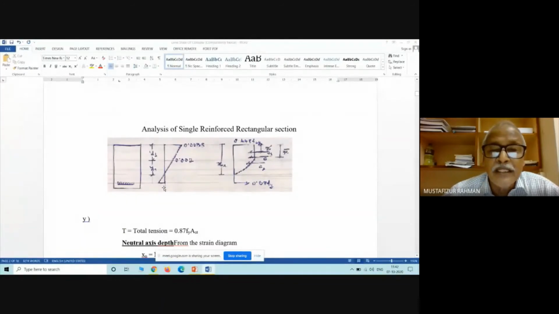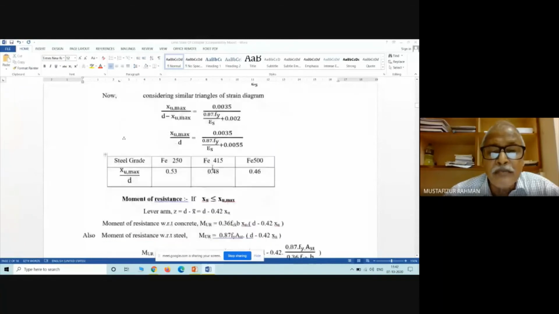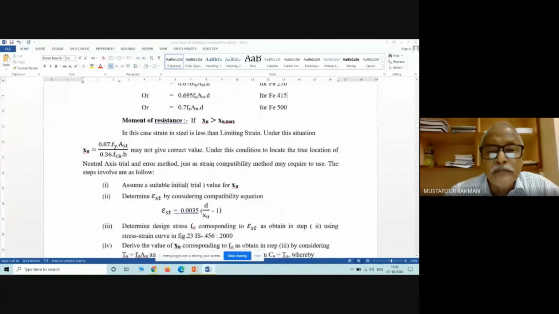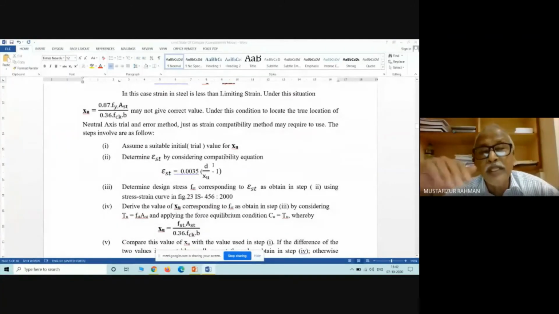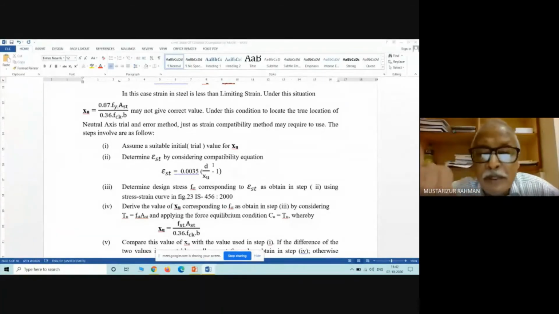This is D, XU, 0.0035. From this figure, the epsilon ST obtained is equal to 0.0035 at the extreme top, bracket D minus XU. After simplification, we will be able to find out epsilon ST. So epsilon ST is known.